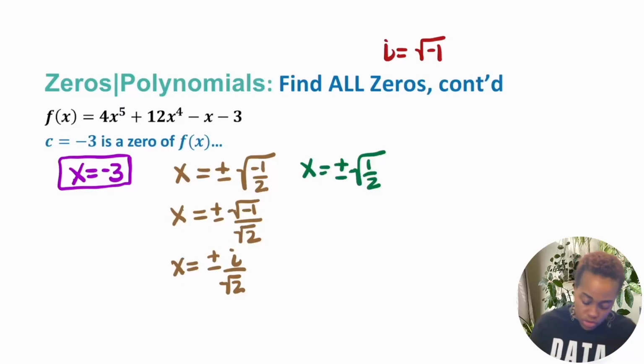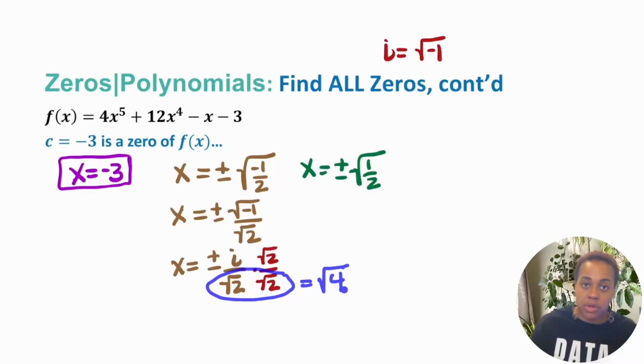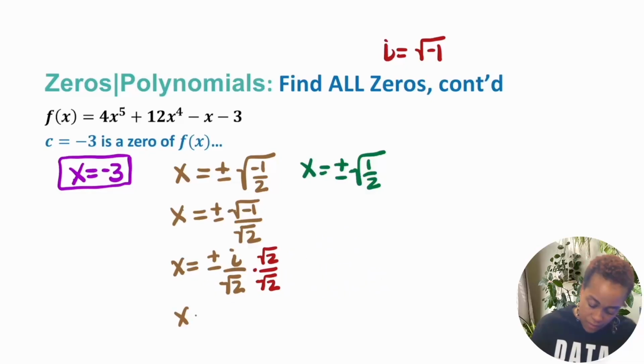Now, you normally don't leave radicals in the denominator. You have to rationalize the denominator. So I need to multiply top and bottom by the square root of 2. The square root of 2 times the square root of 2 is equal to the square root of 4. But we know that the square root of 4 is equal to 2. So the denominator becomes 2, and then the numerator just becomes i times the square root of 2. Okay? So that's going to be plus or minus i times the square root of 2 over 2.